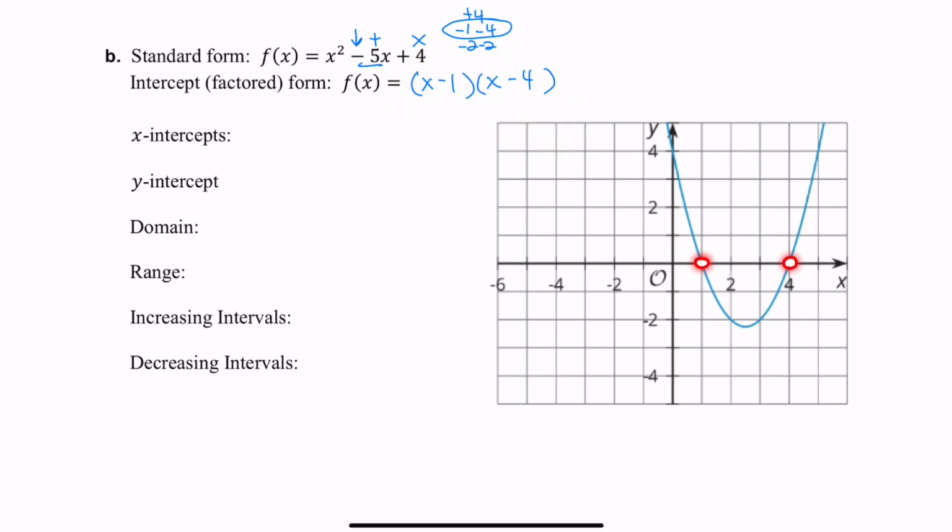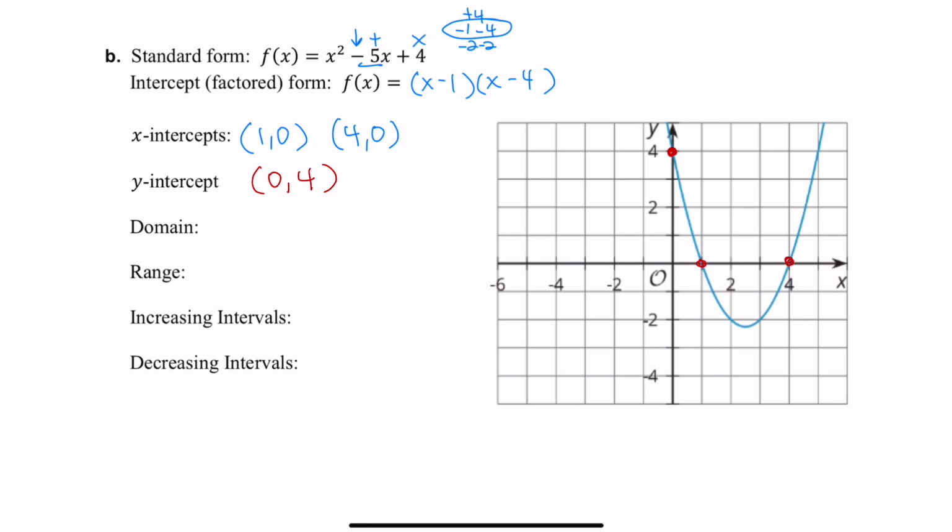Now we're going to put these as an ordered pair, a point. So this is over 1 up 0, so 1, 0 and 4, 0 for the second point. That's this point and this point. For our y-intercept, it's this point here, and we get that off of the standard form, plus 4. So this is our positive 4, so we have over 0 up 4.